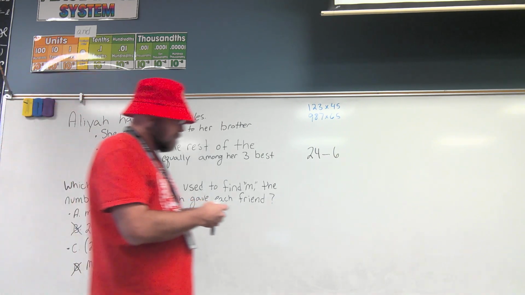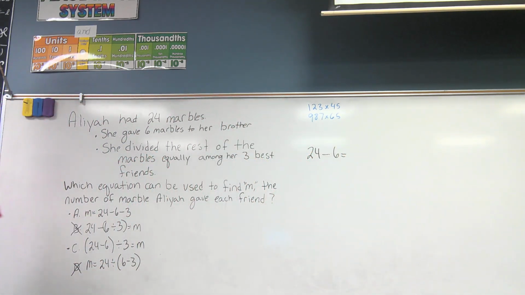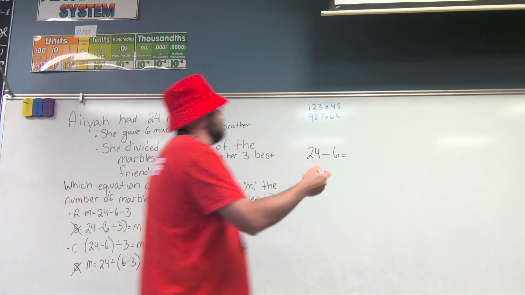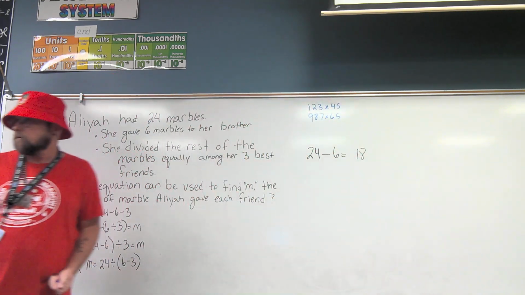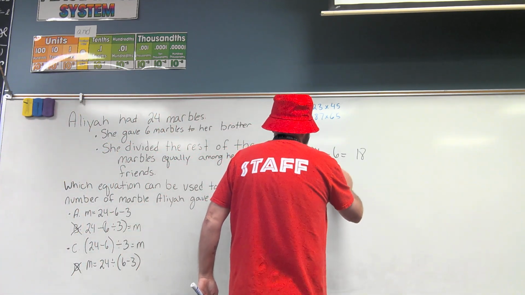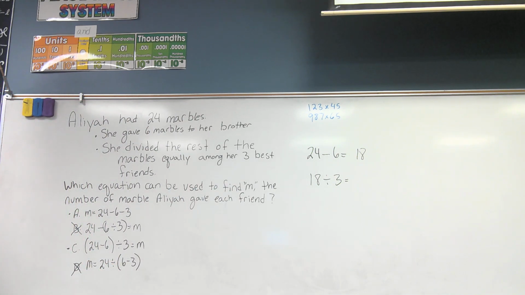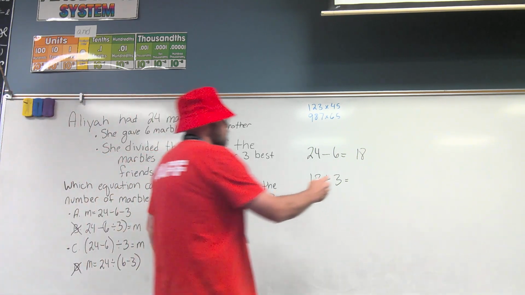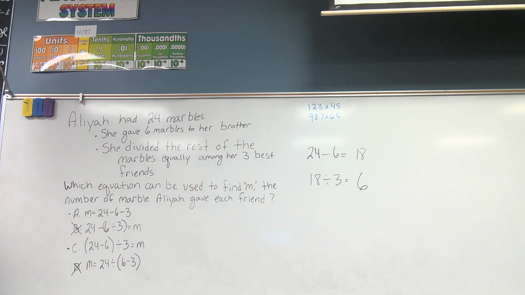So when she gave, how many did she have left? 18. So she had 18 left. And what did she do with those 18? Divided them by 3. And so how many did she give each of her friends? 6. So each of her friends got 6 marbles.